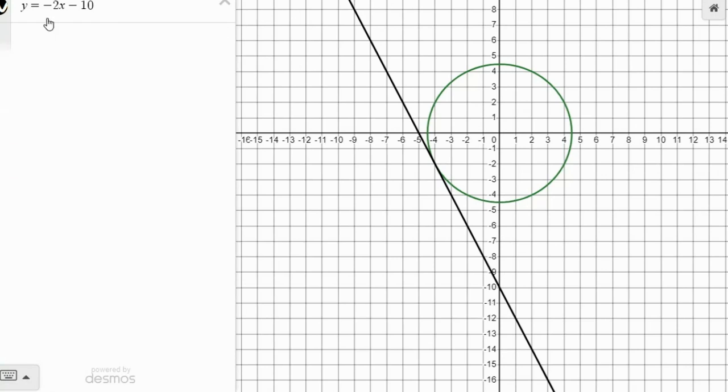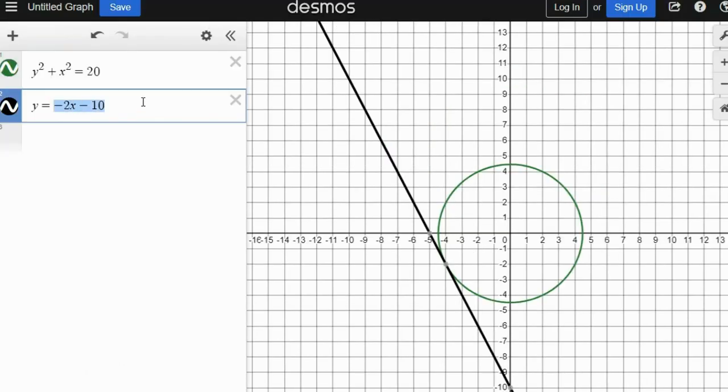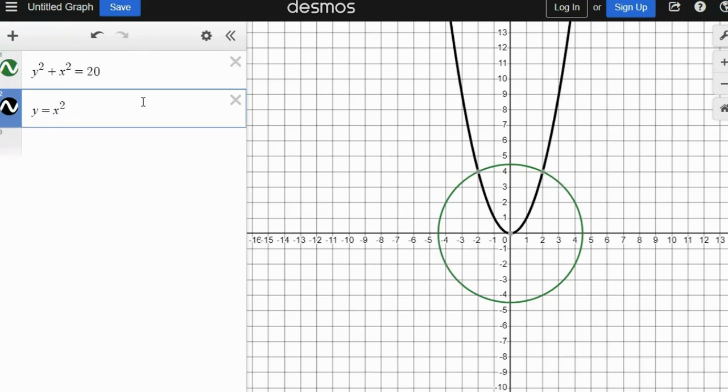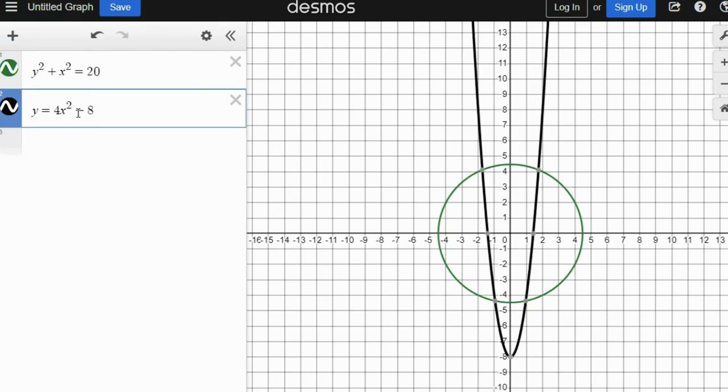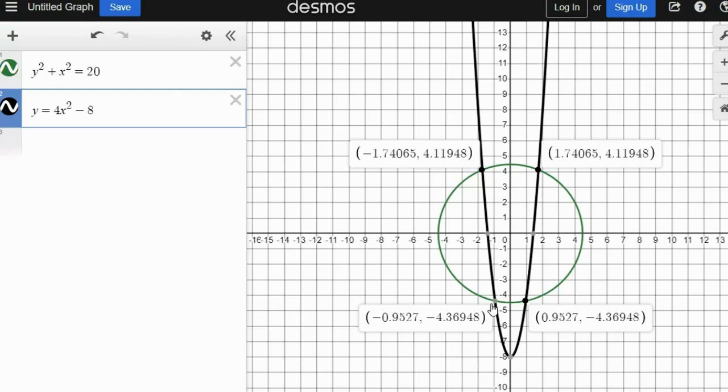And of course, if you have a parabola, man, there's lots of potential there. Let's see, x squared. How about that? There's two solutions. How about we make this 4x squared and put a minus 8 on it. Now look, there's four solutions with a parabola and a circle. So you can have a lot of solutions depending on what shapes you're working with. Of course, you can have infinitely many solutions if they're the exact same graph, right? So don't forget, anything's possible depending on what shapes you've got.